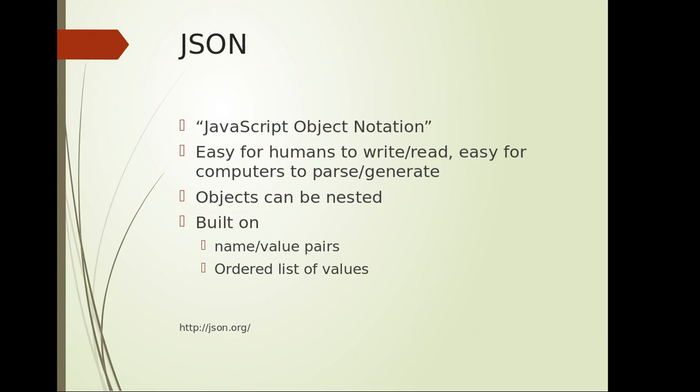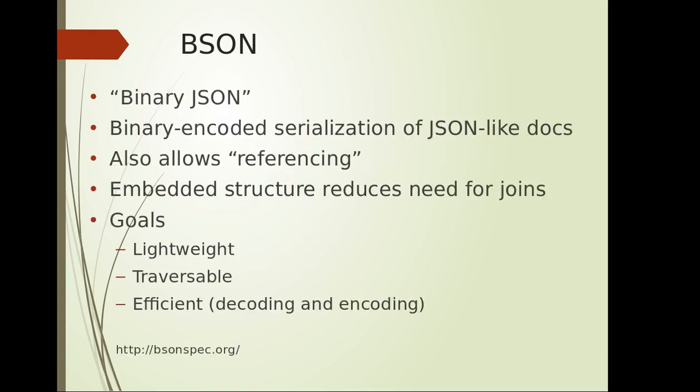So MongoDB is one of them, and it's pretty easy and a fast database right now. BSON, the binary object notation, means you can store data in the same binary format here. Binary encoded serialization for JSON-like docs, allowing referencing. It can store your data in embedded formats like joining format, and it is lightweight, traversable, and efficient for decoding and encoding purposes. So embedded is the main thing here in MongoDB.